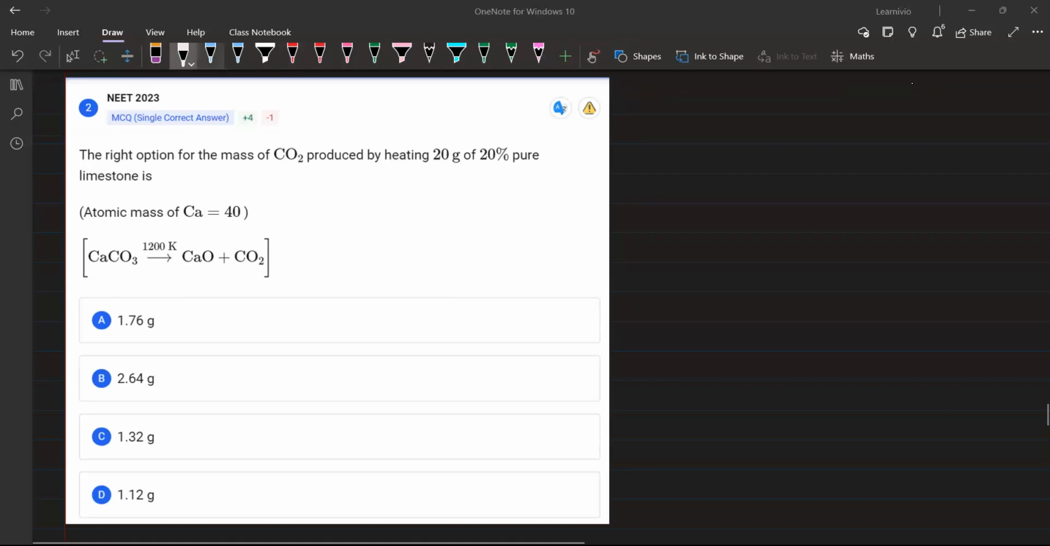Here is something new that is not directly related to stoichiometric calculation. It is 20% pure limestone. Find the right option for the mass of CO2 produced by heating 20 grams of 20% pure limestone. What does this 20% mean? In the 20 grams, only 20% is CaCO3. So what is 20% of 20 grams? Tell me guys, what will be the 20% of 20?